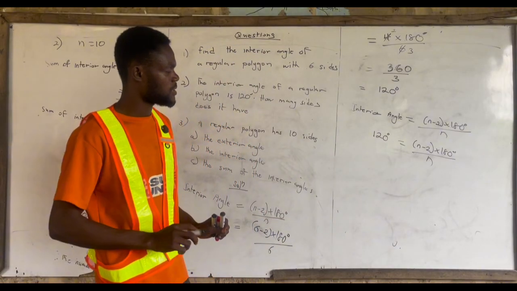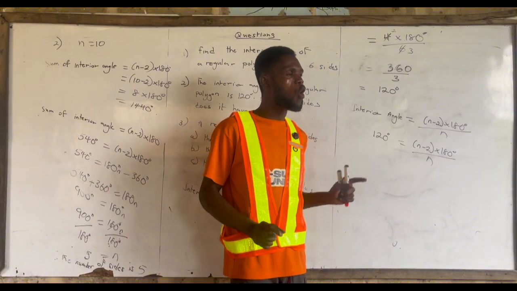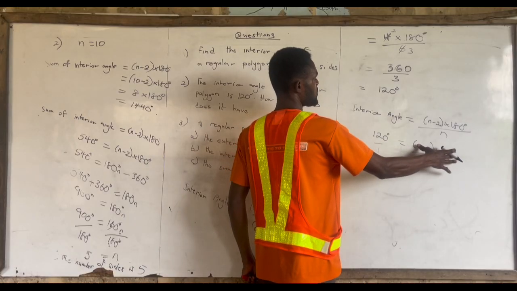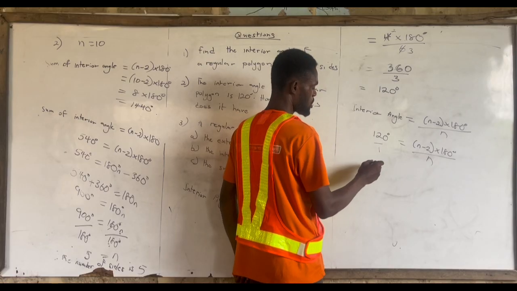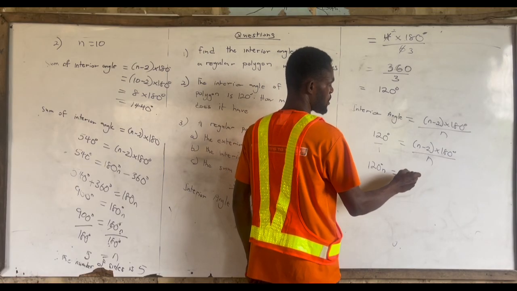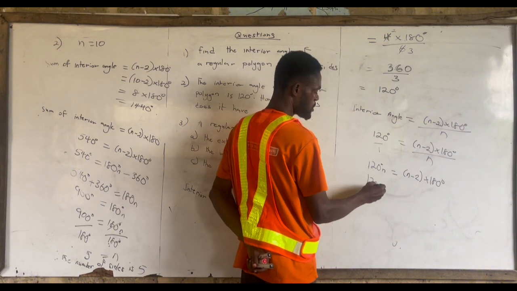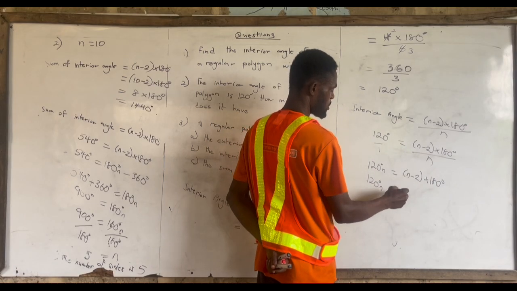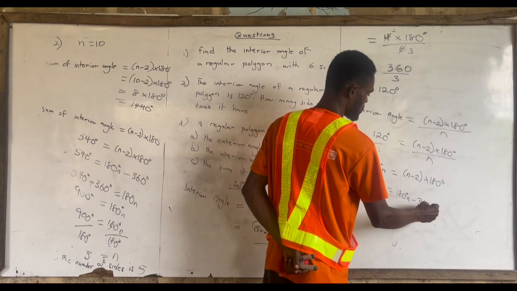So we are finding n. For this one, you can find the LCM, which is 1, and multiply by each term. Or you can do cross multiplication. This is over 1, so 1 will multiply the whole of this, and this will multiply this. So n times 120 degrees, you are going to get 120 degrees n is equal to n minus 2 times 180 degrees. So 120 degrees n is equal to 180 degrees times n, minus 360 degrees.